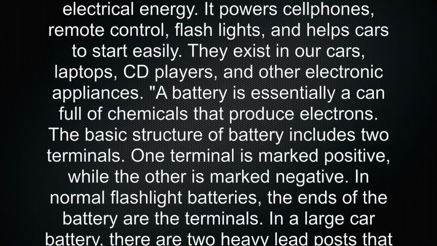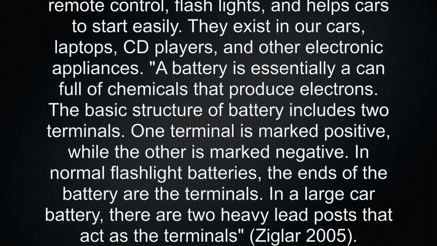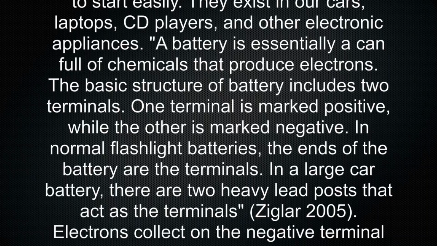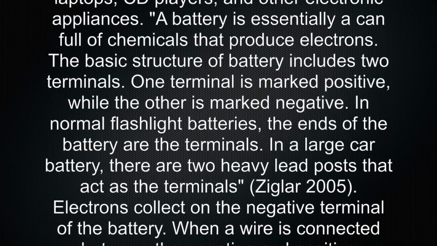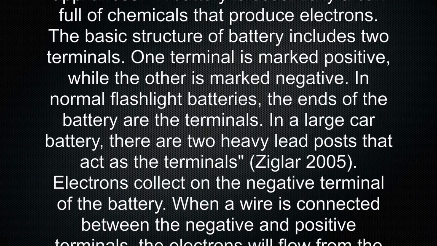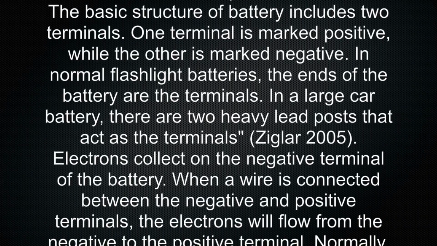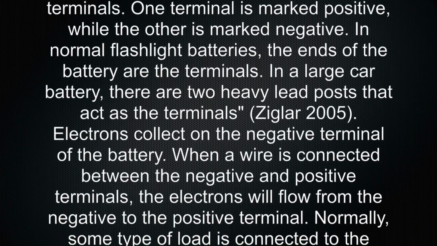The basic structure of a battery includes two terminals. One terminal is marked positive, while the other is marked negative. In a normal flashlight battery, the ends of the battery are the terminals. In a large car battery, they are two heavy lead posts that act as terminals.